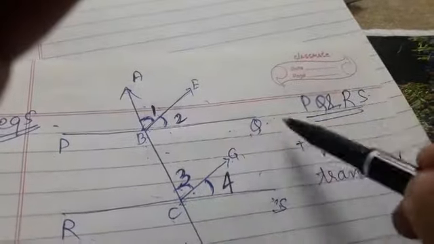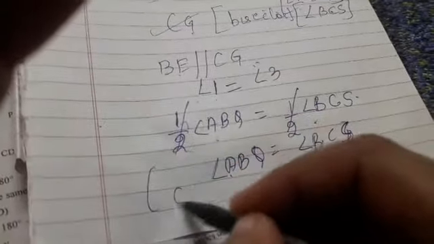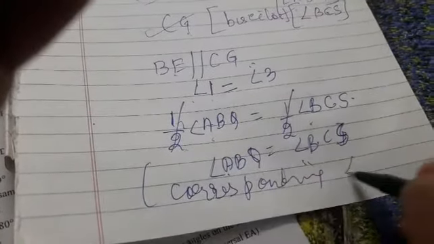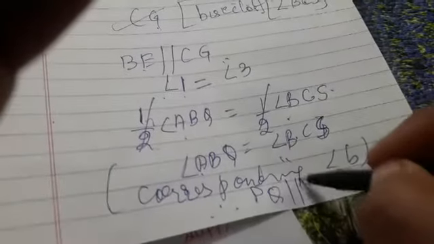When I say ABQ is equal to BCS, we mean that this whole angle is equal to this whole angle. When these two corresponding angles are equal, then these lines will be parallel. Since the corresponding angles are equal, therefore the lines are parallel, therefore PQ is parallel to RS. I hope the proof is clear to you.